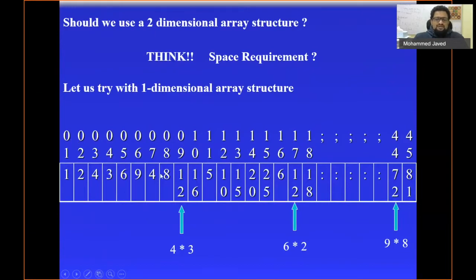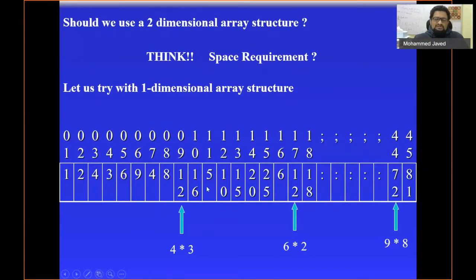Now, if you see, I have the locations here and the answers here, right? So now, for example, we want to derive the fourth, like for example, this is the 12. So this 12 answer is 4 into 3, right? 4 into 3 is 12. Similarly here, you can see that 6 into 2 is 12 here. Here 9 into 8 is 72 is here. 9 into 9, 81 is here, right?